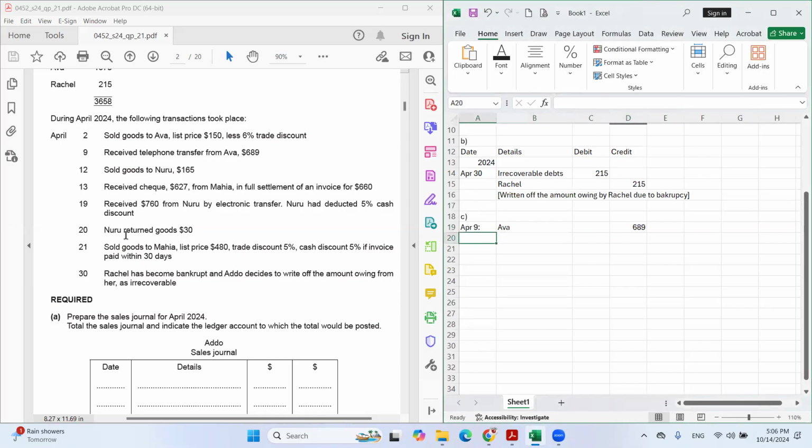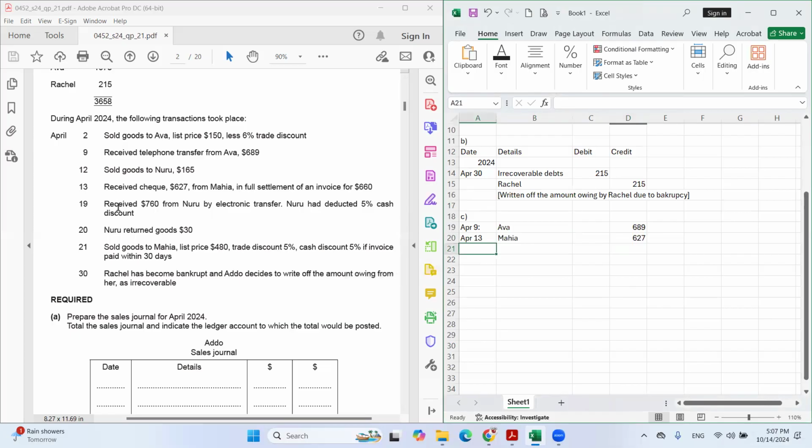Okay, the next one, received a check on 13. On 13, we received a check from Mahe. They say they received a check from Mahe in full settlement of the invoice, 660. So actually, we are recording how much they received, so you just take the net amount, 627. The difference is your cash discount, but you just ignore it because you are calculating the amount received, 627.